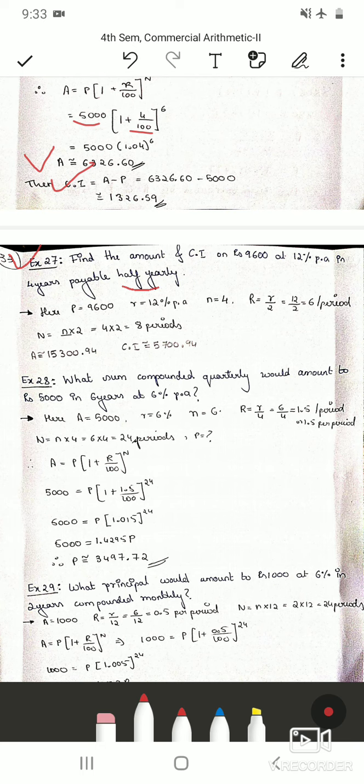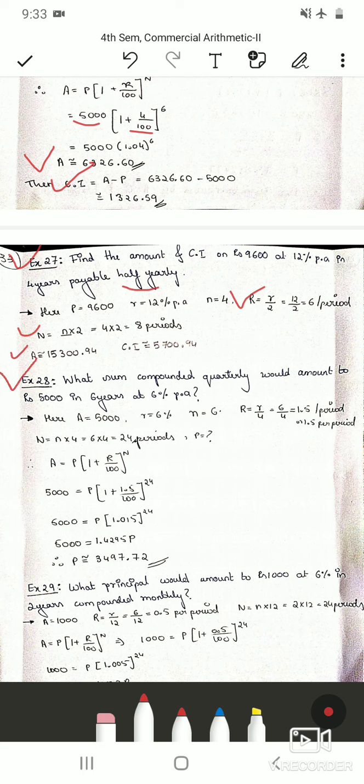So here principal is 9600. So your capital R will be 6 per period and capital N will be 8 periods. So with this, follow the similar steps like in the previous problem. You will get amount as 15,300.94 rupees and compound interest as 5,700 rupees. So you solve this, everything is clearly given.